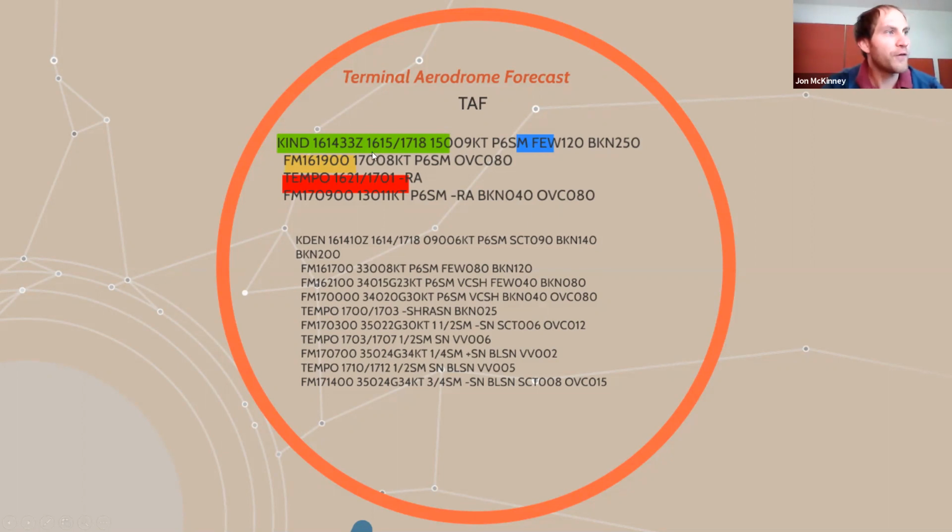So the very first is the 16th day of the month at 15 Zulu. The next from block will be the 16th day of the month, 19 Zulu. That is a 4-hour window. So during the 4-hour window from 15 Zulu to 19 Zulu, these are the conditions we expect. We expect wind to be 150 true, 9 knots. P means greater than 6 statute miles visibility. Few clouds at 12,000 AGL, broken clouds at 25,000.